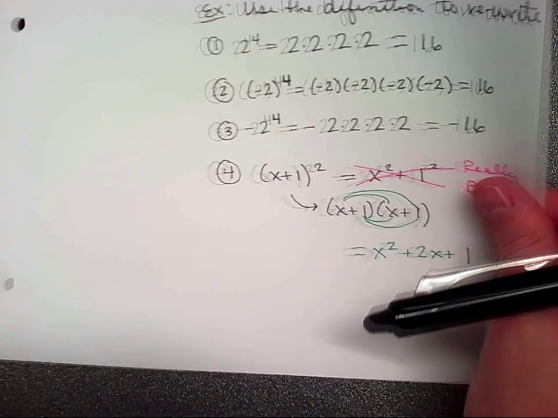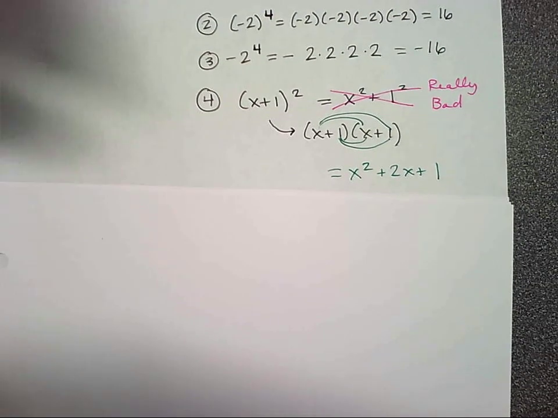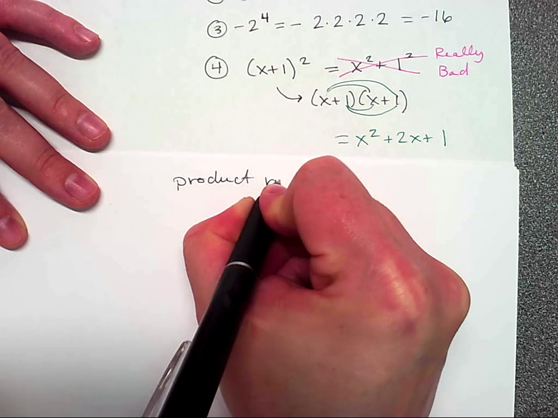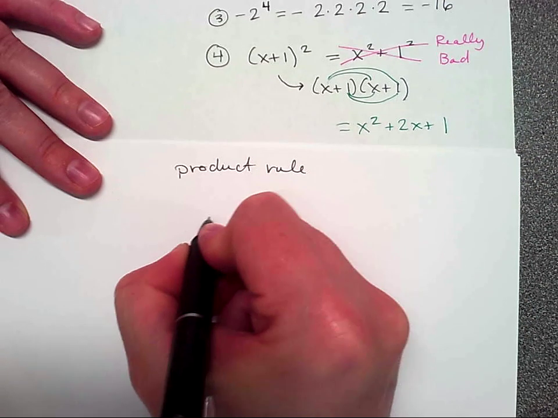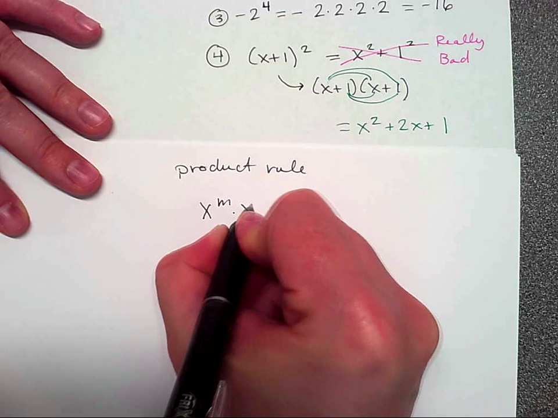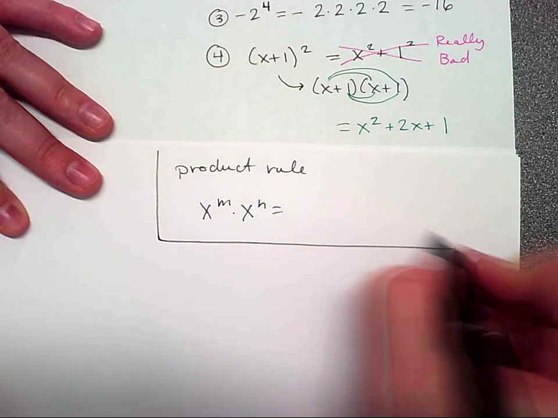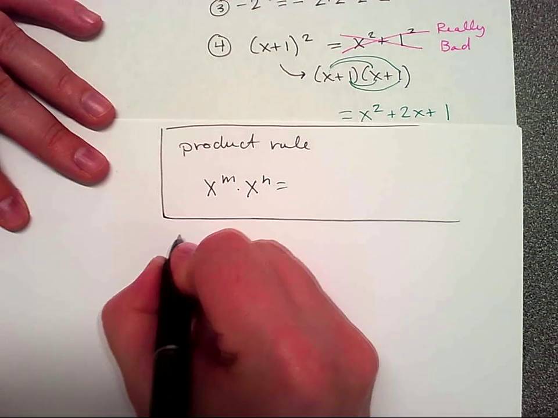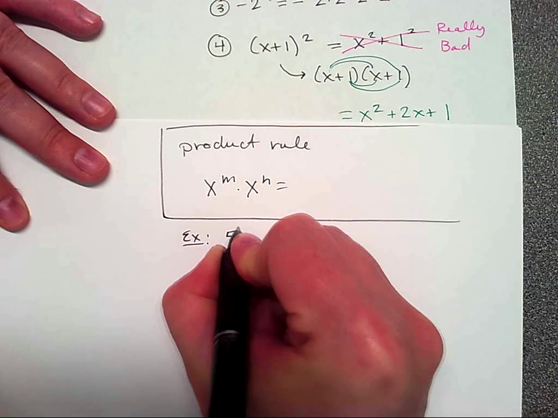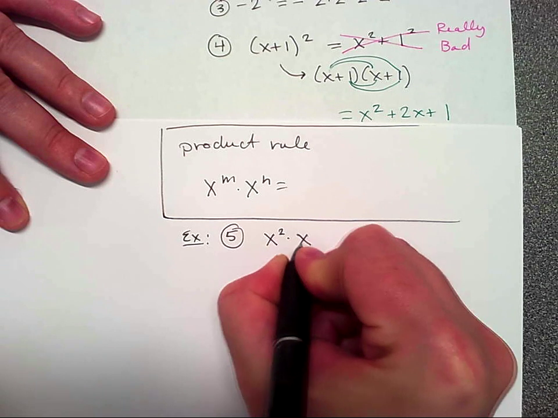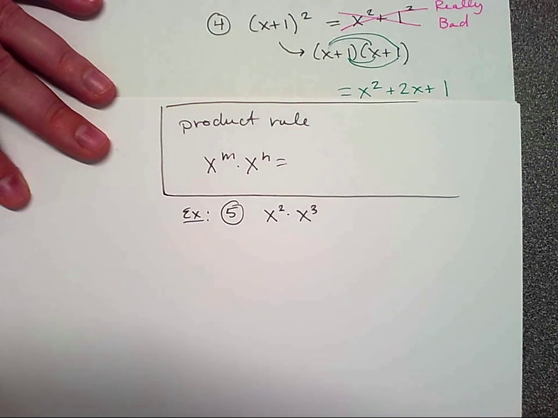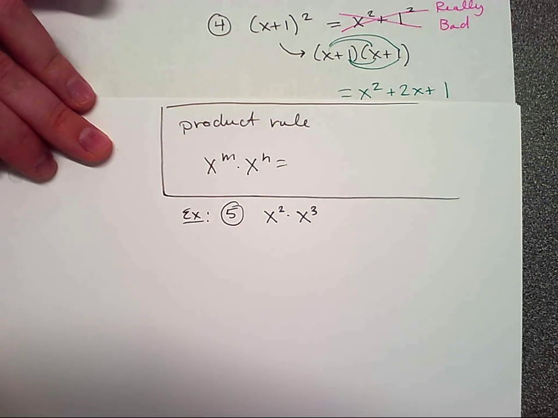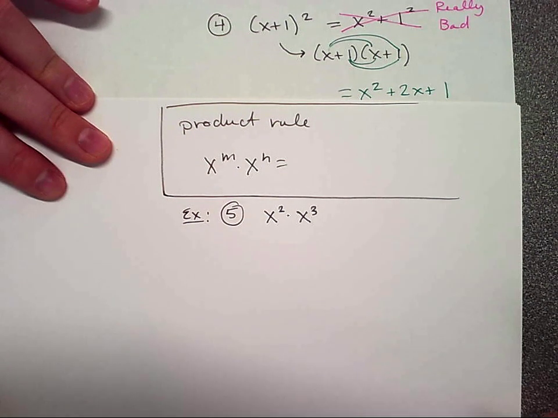Okay, so now let's do some rules. Rules with your exponents. We'll call it the product rule. What if I have x to the m power times x to the n power? What does that equal? Well, let's just write out what we know from the definition. So let's do example number 5. If I have x squared times x to the third, that's something very similar to what we're doing. Whether x is a number or not, this is what we're doing, right?